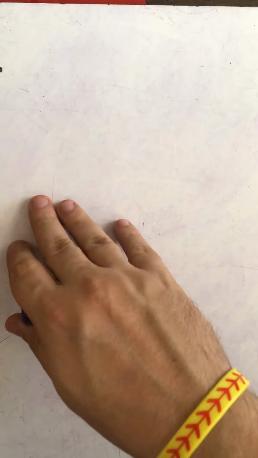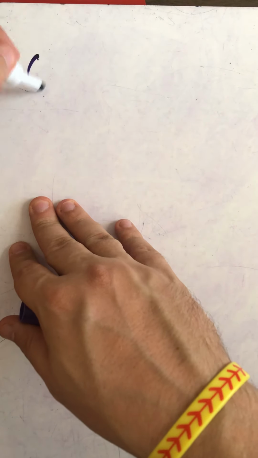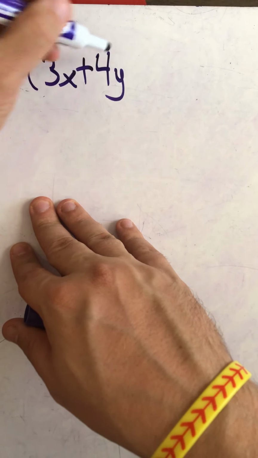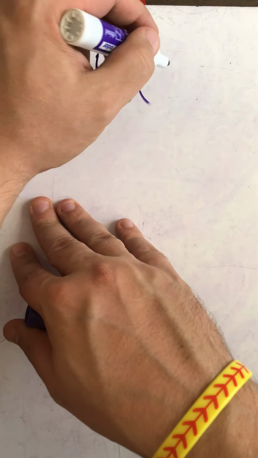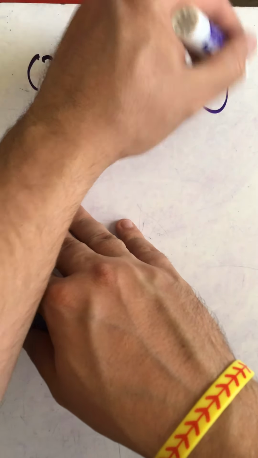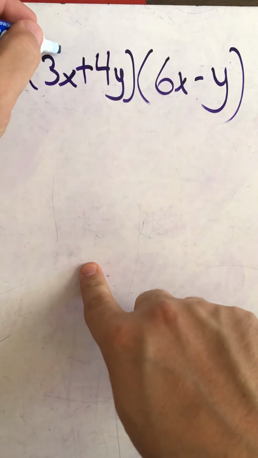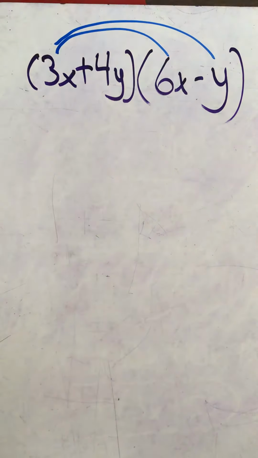For the third one, you could have 2 different variables in there. Here we have 3x plus 4y times 6x minus y. Now, the numbers inside may be different, and they may have extra stuff, but the process stays the same. We are still going to distribute.